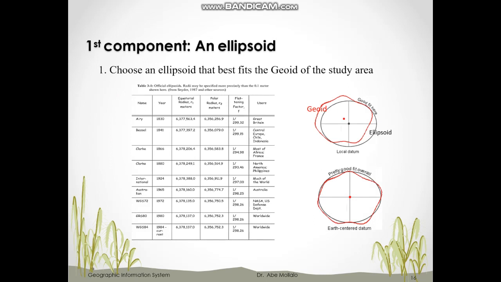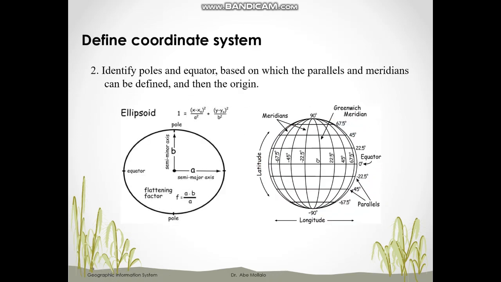So the first component is a chosen ellipsoid that best fits the geoid of our study area. So here is a list of ellipsoids you can choose, but you should choose them based on where your study area is. If your study area is only about a country or just a city, if it's locally defined, it's probably better to use a regional ellipsoid. In this figure, this ellipsoid fits the geoid only in this region. But if your study area is a global study, then you probably have to use a global ellipsoid such as GRS-80 or WGS-84.